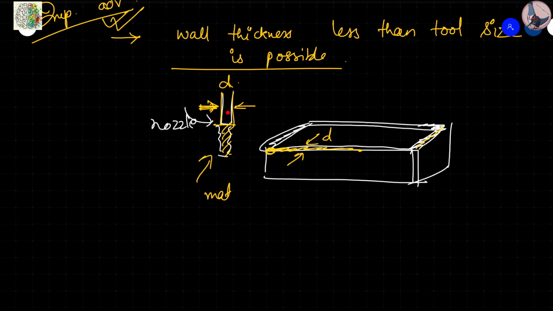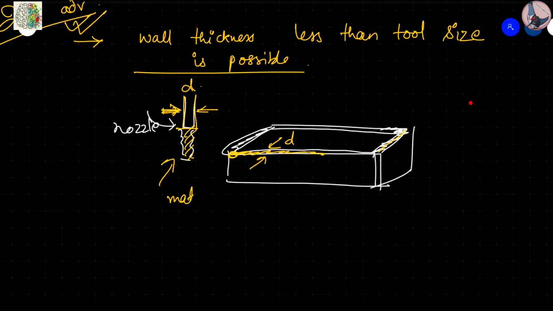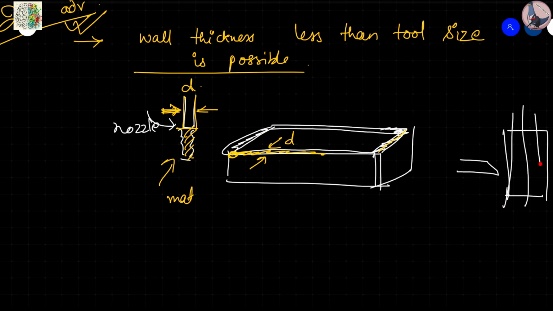Whereas such limitations are not there in subtractive manufacturing. If you want D, it's okay. If you want D by 2, that is also okay, because while cutting something, if you have a tool, then you can cut however many layers you want, and then you can get a final thickness of your desired dimension.